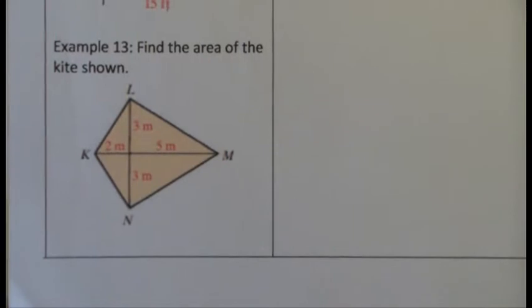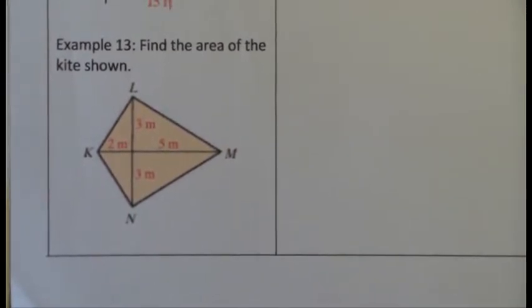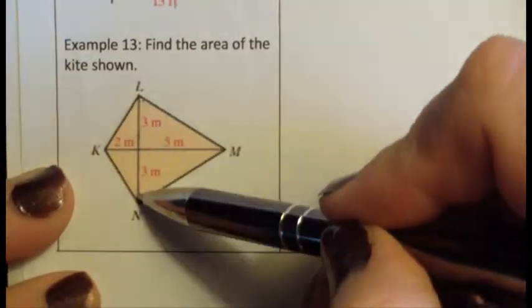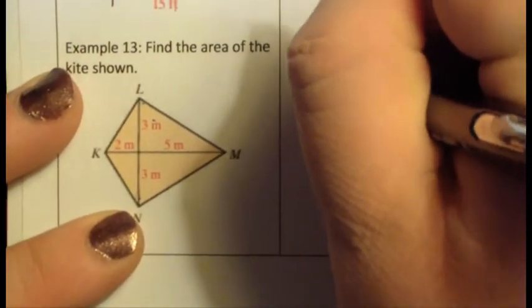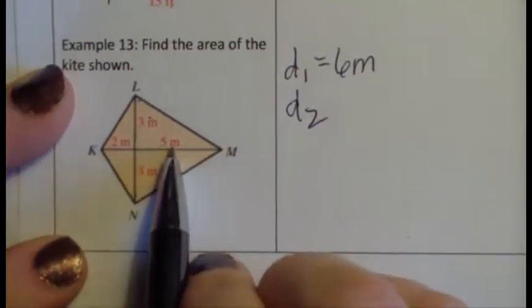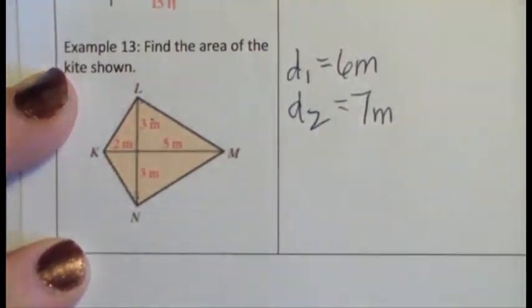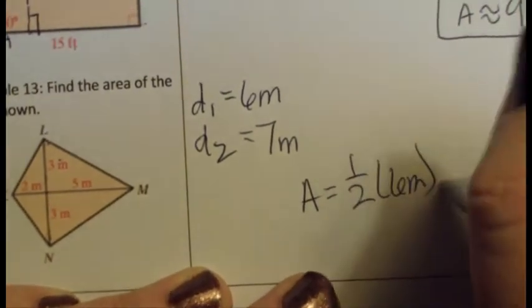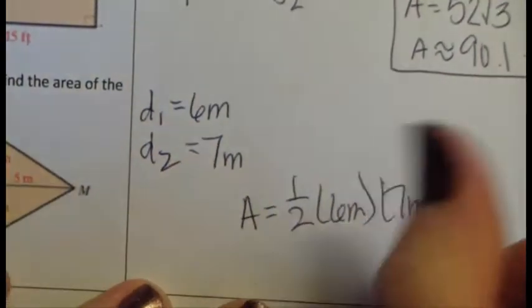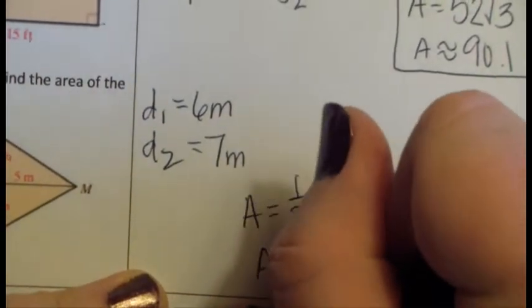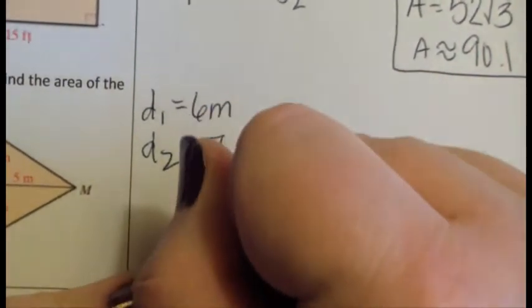Alright, so now we're on to kites. Find the area of the kite shown. So again, area of a kite is 1/2 times diagonal 1 times diagonal 2. So we'll say this is diagonal 1, which is 3 plus 3, or 6 meters. Diagonal 2, 2 plus 5 is 7 meters. So the area, 1/2, 6 meters times 7 meters, which is, half of 6 is 3. 3 times 7 is 21 meters squared.